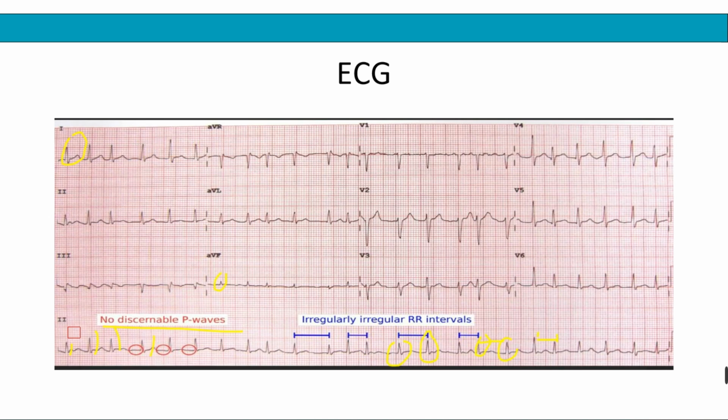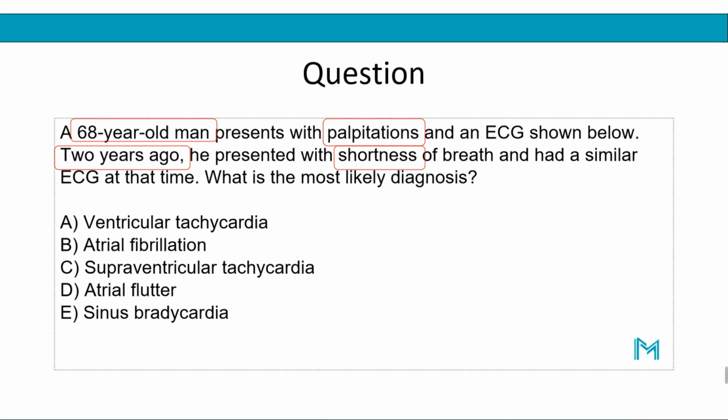So those are the key findings of this ECG strip. Now let's go back to our question to see how these findings, together with the information from the question stem, can help us in answering the question. Right, so we've already underlined the key information here: elderly patient, palpitation, recurrent or probably persistent condition, and shortness of breath at the first time when it occurred. Now let's see how the findings from our ECG also help us.